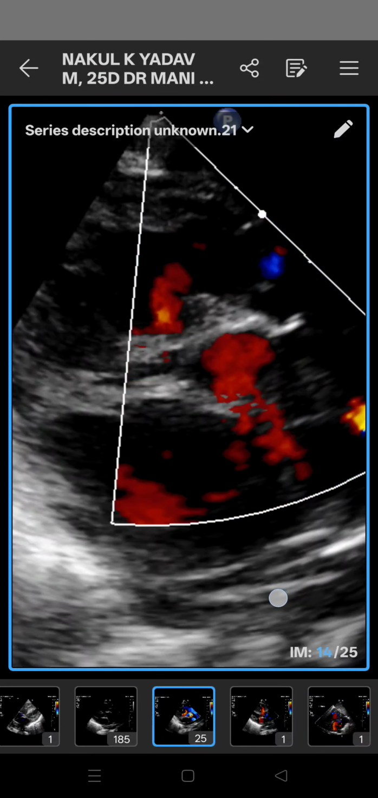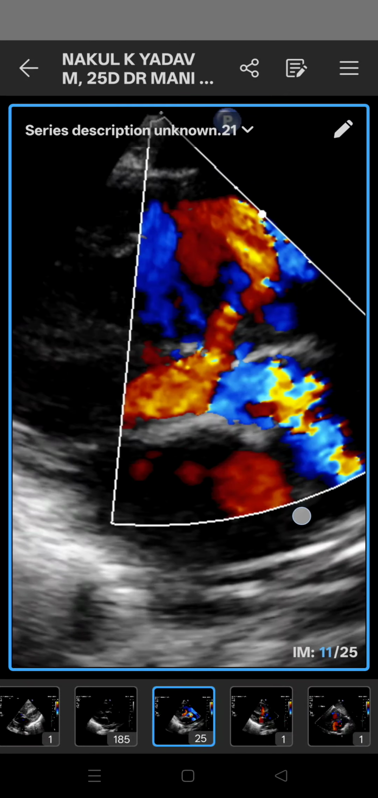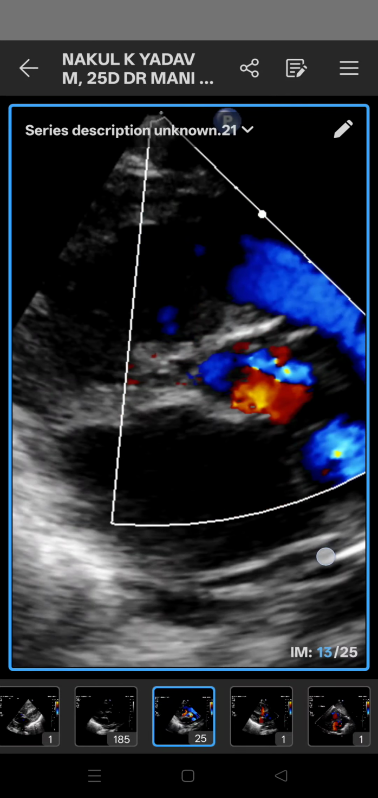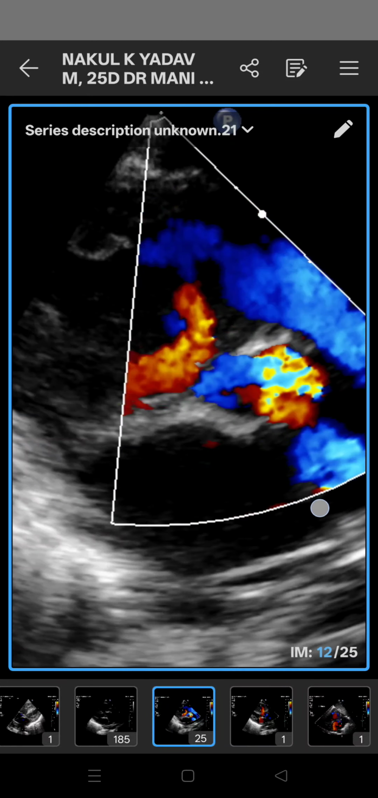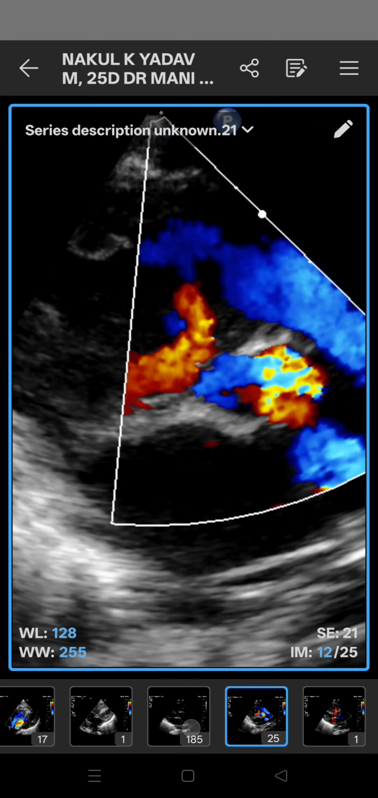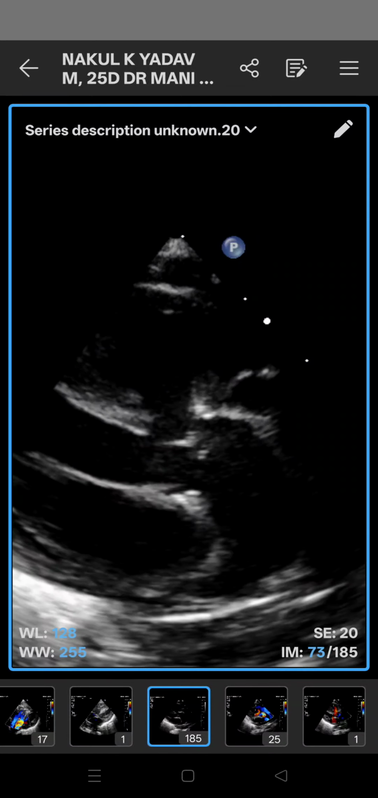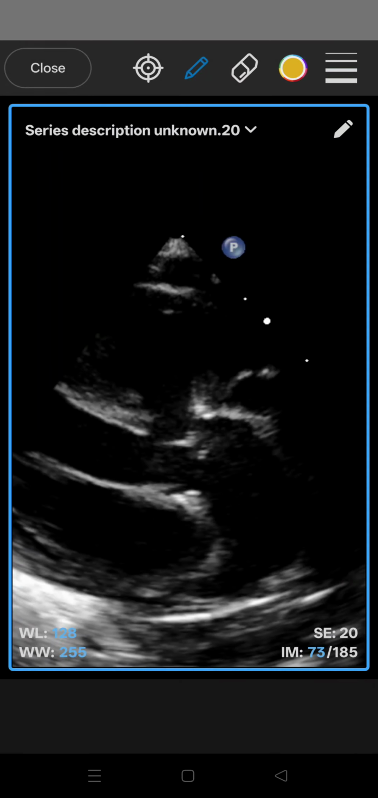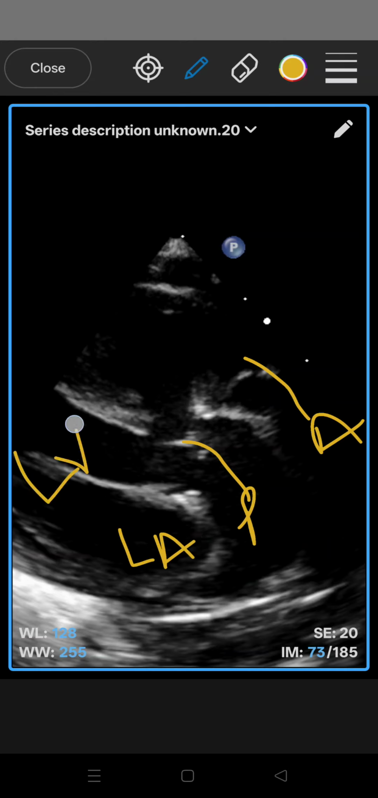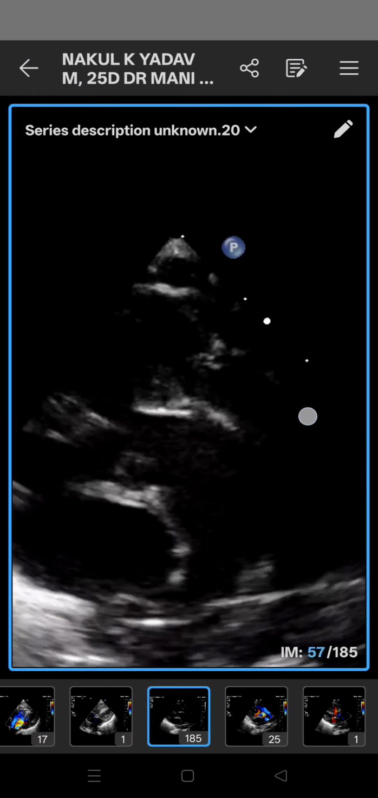In the moving image you can see how the image is moving. So the aorta is getting almost everything from the right ventricle, and the pulmonary artery is getting from both the right and left ventricle. Same image, parasternal long axis view. This is pulmonary artery, this is aorta. This is left atrium, left ventricle, right ventricle. In the moving image you can easily find out.